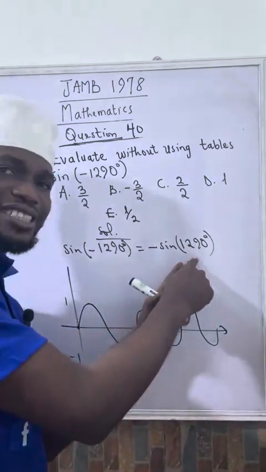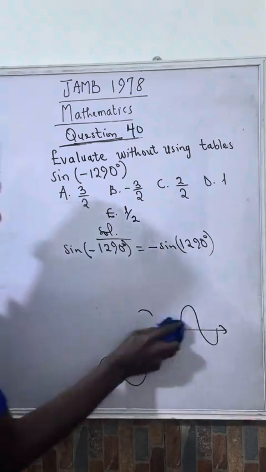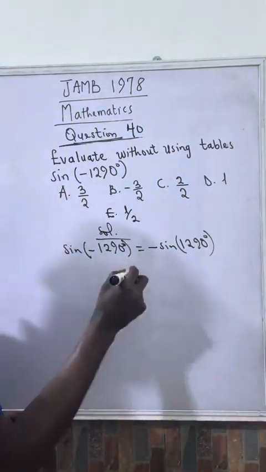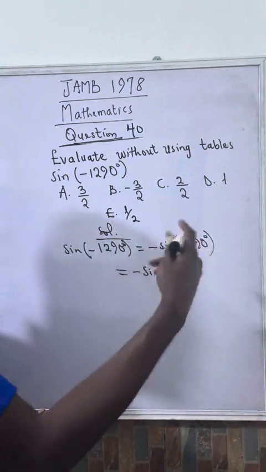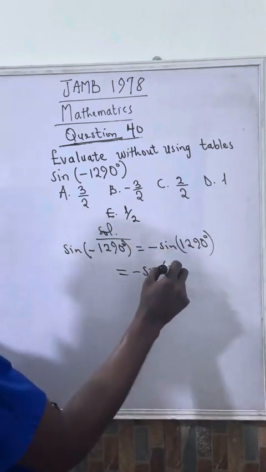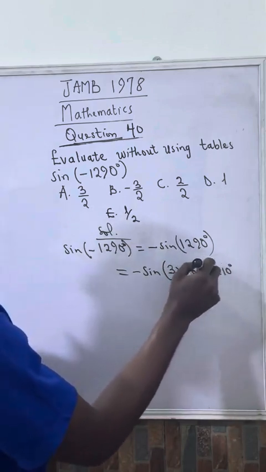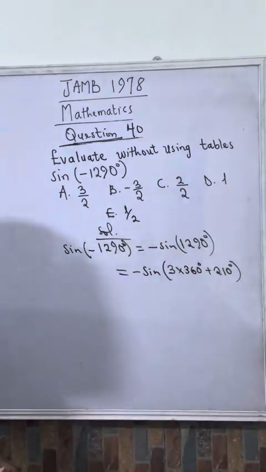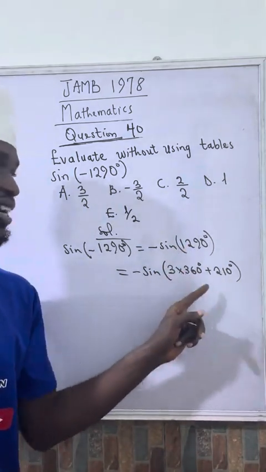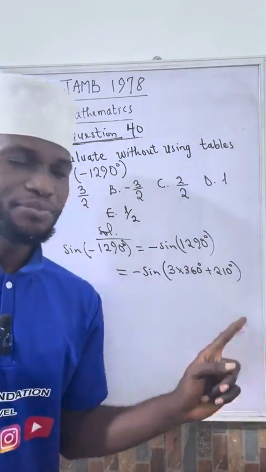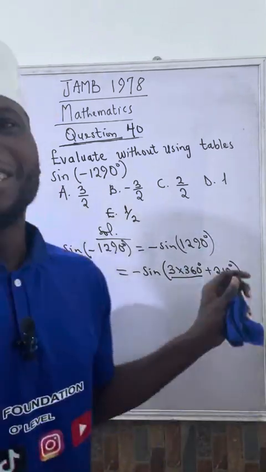So I can write this as a multiple of 360. Let me clean up the graph. Of course, this is negative sine of 3 times 360 plus 210 degree, which will give me 1290. How did I know that? If I divide this by 360, I will have 3 whole number, remainder 210. Very good.